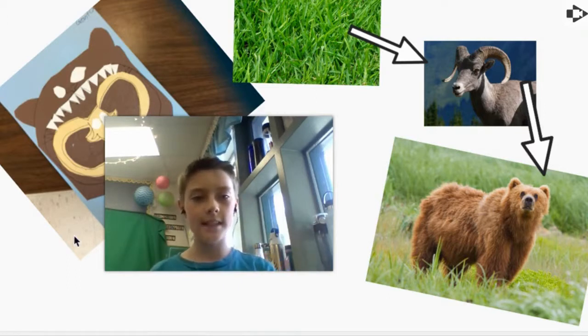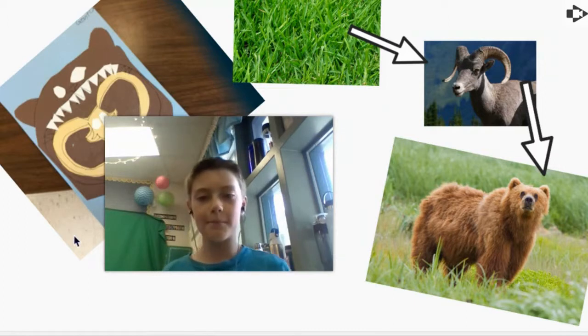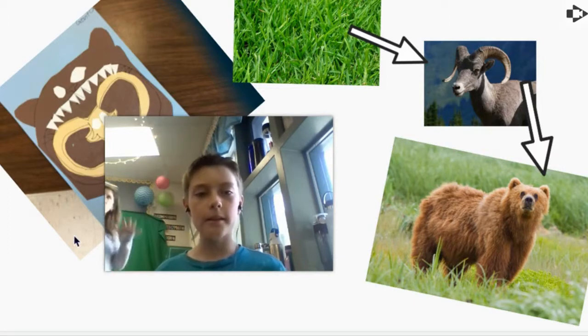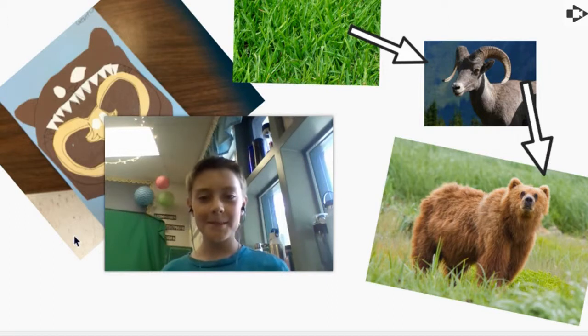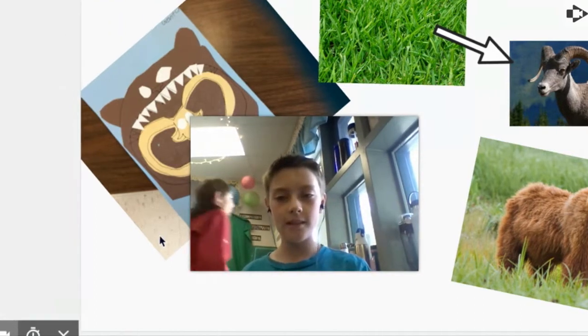The first thing that is eaten is the grass, and the grass is eaten by the bighorn sheep. And the bighorn sheep is then eaten by the bear. And then that is the end of the food chain.